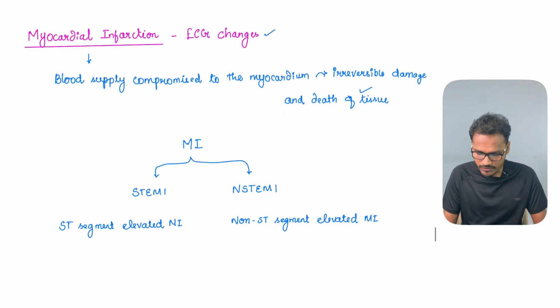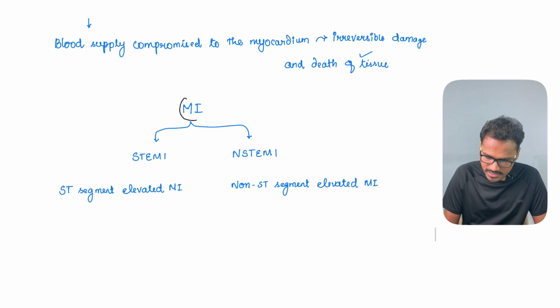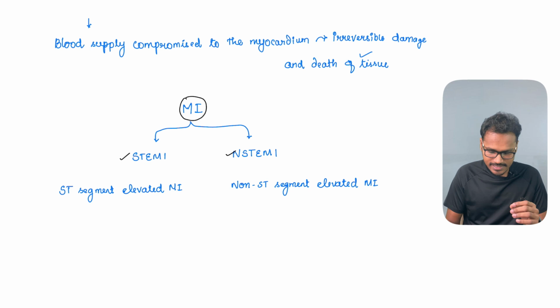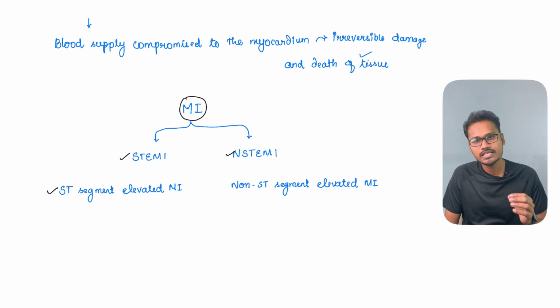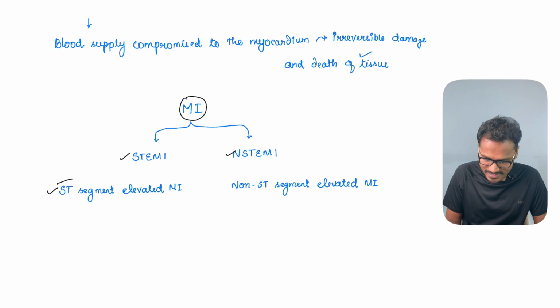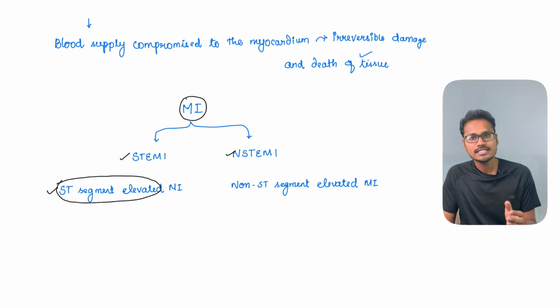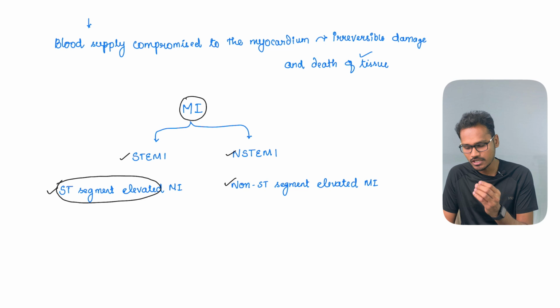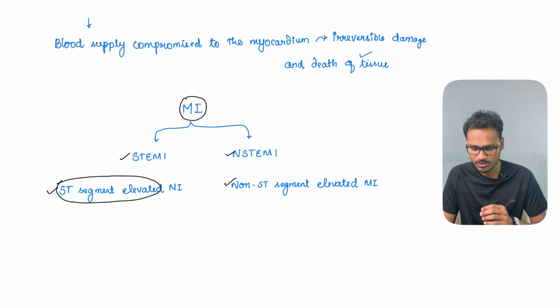So based on the ECG changes, a myocardial infarction can be divided into STEMI and NSTEMI, non-STEMI. STEMI means the ST segment elevated MI, that is, the myocardial infarction. Most of you know that there is ST segment elevation in a myocardial infarction. But there is another group of MI which is also called non-ST segment elevated MI. We are going to discuss a little bit about the non-ST segment elevated MI also.